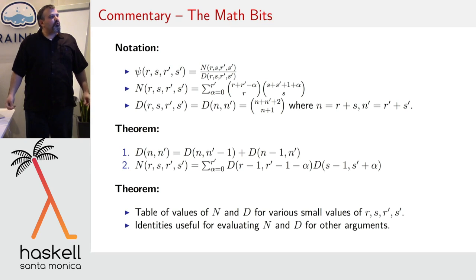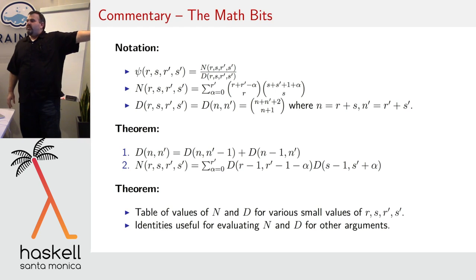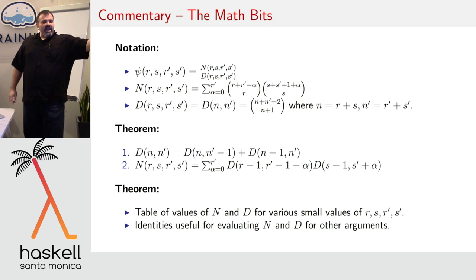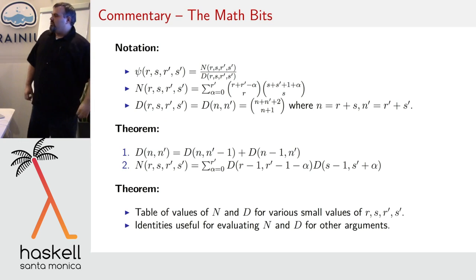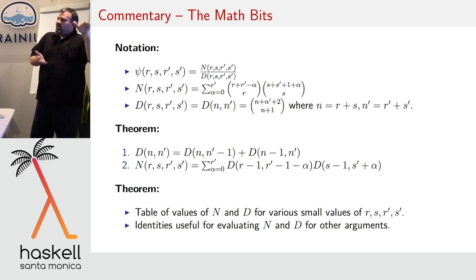Thompson then goes on to prove some recursive formulas for the d function and the n function. So we have here the d function in terms of the d function for smaller arguments. The n function is in terms of the d function for some smaller arguments. And so now we have a recursive formula. And that's really why Pascal's triangle shows up in this paper.